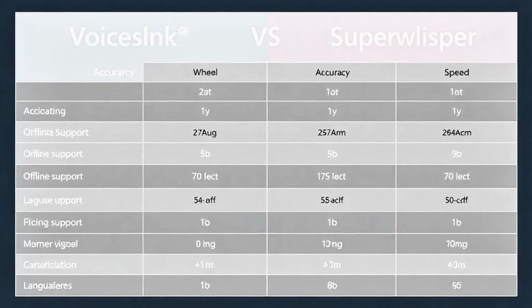Lastly is a feature comparison and verdict. So VoiceInk excels in customization and language support, while Superwhisper wins on AI-powered text reformatting and simpler UX. So both offer offline support and competitive accuracy.